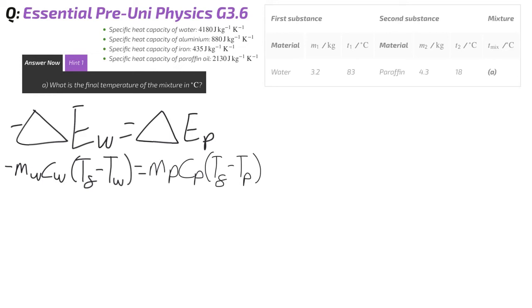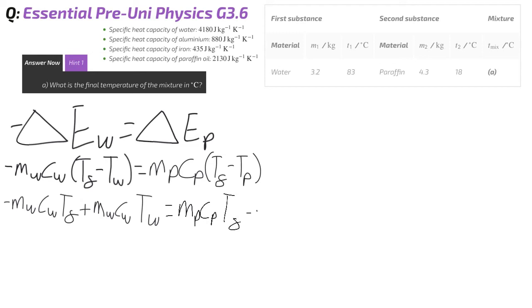I'm now going to multiply out my brackets, and that will give me minus Mw Cw Tf, and then I'm going to have a minus times a minus here, so I'll have plus Mw Cw Tw. That will all equal, on the right hand side, multiplying out the brackets, I get the mass of the paraffin times the heat capacity of the paraffin times the final temperature minus Mp Cp Tp.